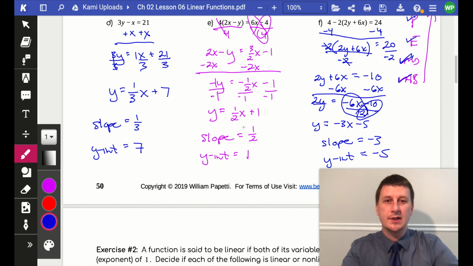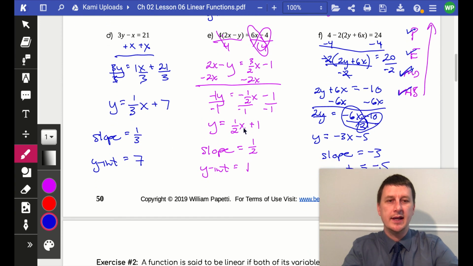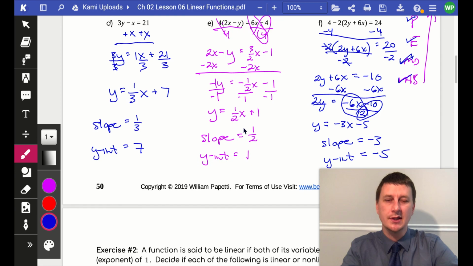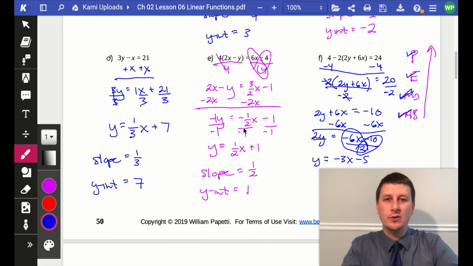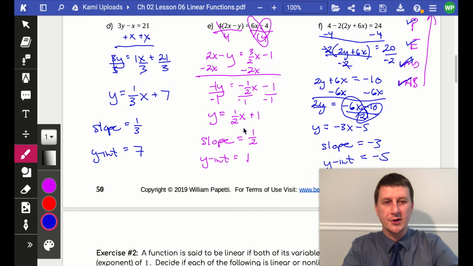Wow, this was a lot. We did parts A, B, C, D, E, and F. We isolated y on 6 different equations here, some involving 1 to 2 steps, some involving many, many more steps.